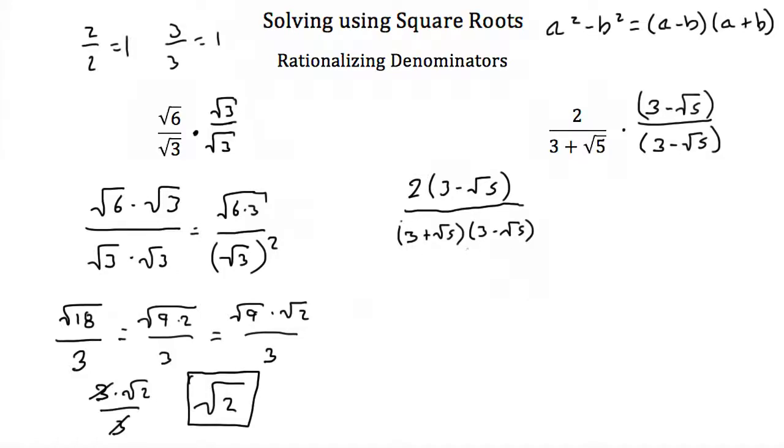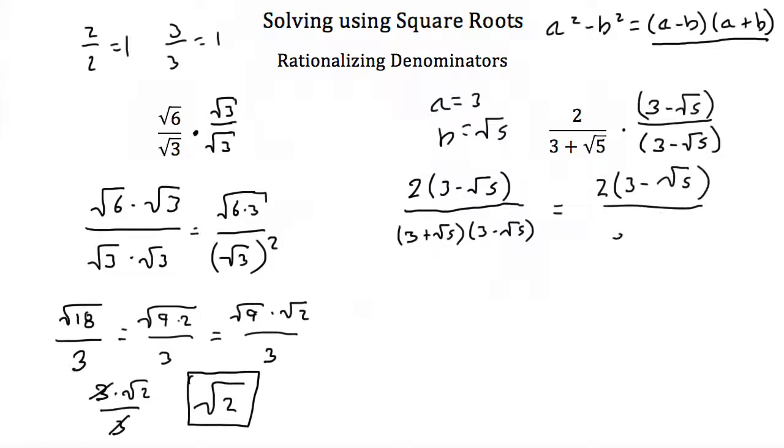Well, this denominator then looks just like our factored form of our difference of two squares. So this would simplify then into an a squared minus b squared, where 3 is our a and b is our square root of 5. So if we do that, this is 2 times 3 minus the square root of 5 over 3 squared minus the square root of 5 squared.